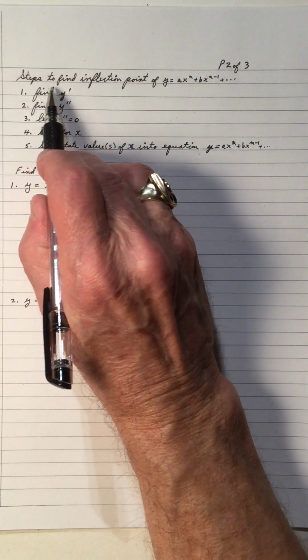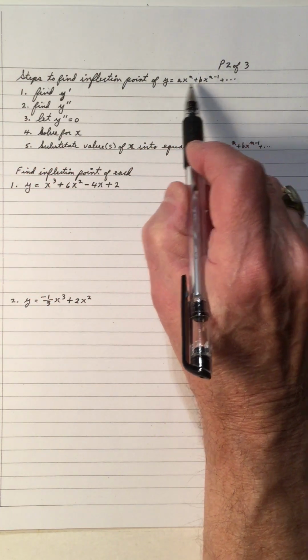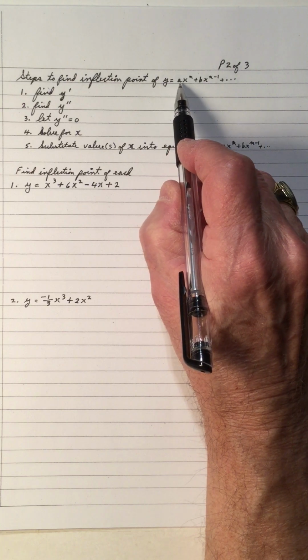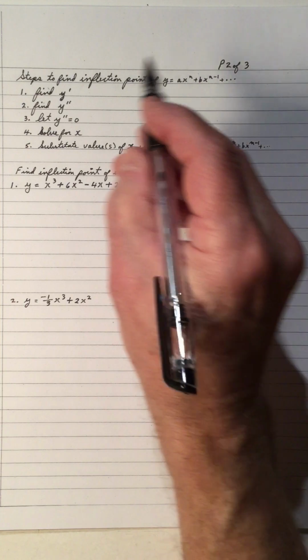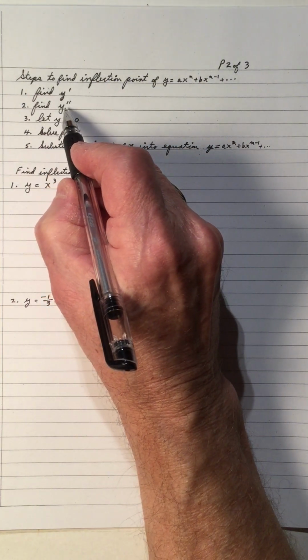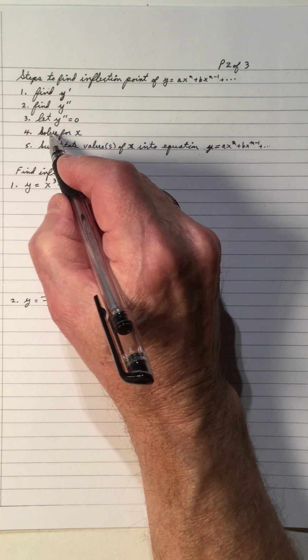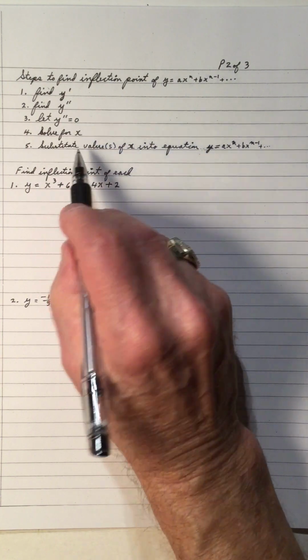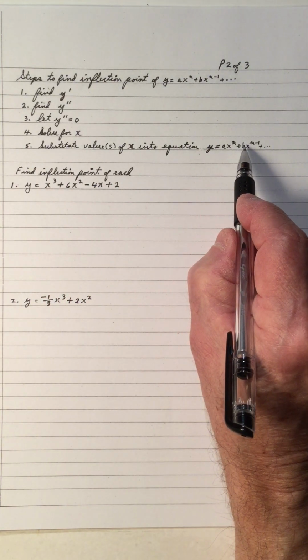So let's look at the steps to find the inflection point of this polynomial. Notice it's written as a x to the n, b x to the n minus 1, etc. So we have to find the first derivative, y prime, and the second derivative, y double prime. We let y double prime equal 0, solve that equation for x, and we substitute those values of x into the initial equation of the polynomial.